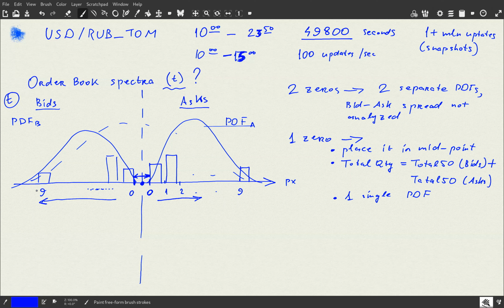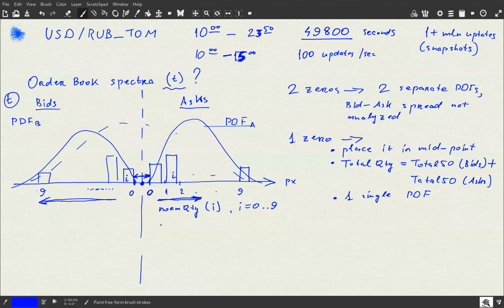Okay? And then your distribution is simply a function of the interval number. Let's say this is I, and then your histogram is just normalized quantity as a function of I, where I is from 0 to 9. Only for asks, increasing I corresponds to increasing prices. For bids, increasing I corresponds to decreasing price, but it doesn't matter because you are not dealing with prices anymore. You are dealing with intervals, which we simply numbered from 0 to 9.